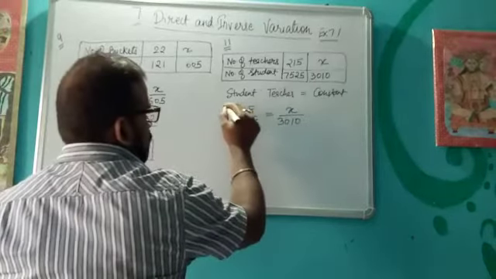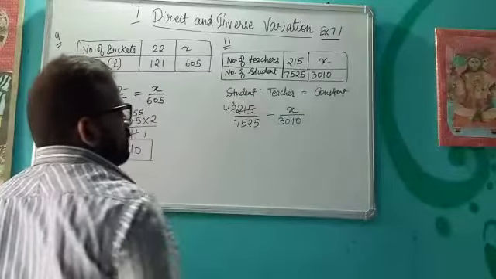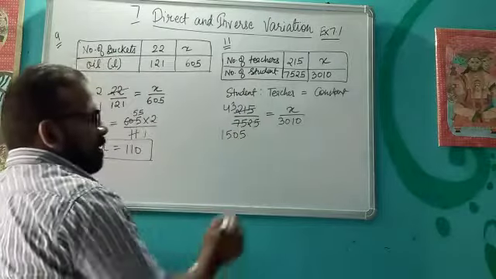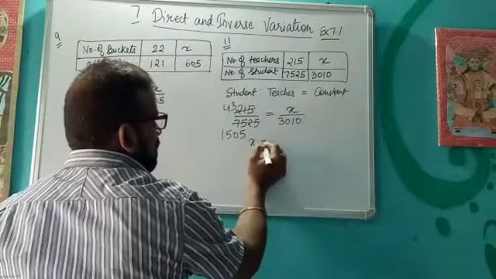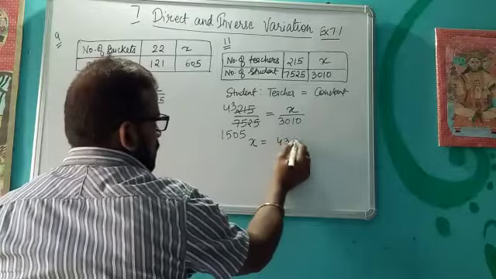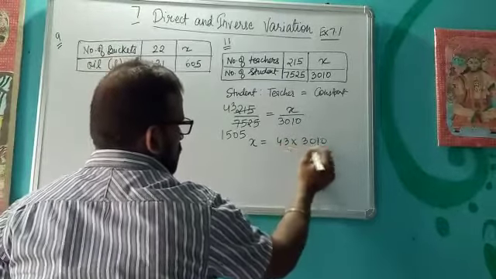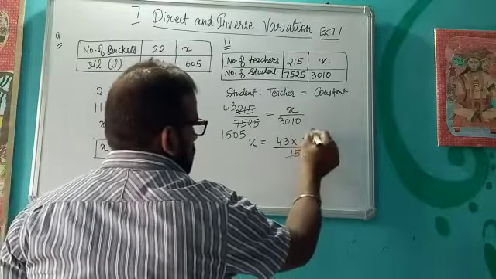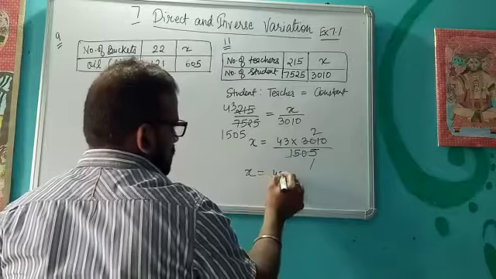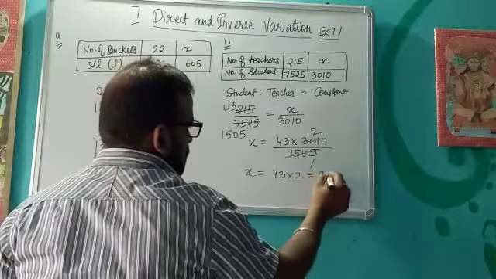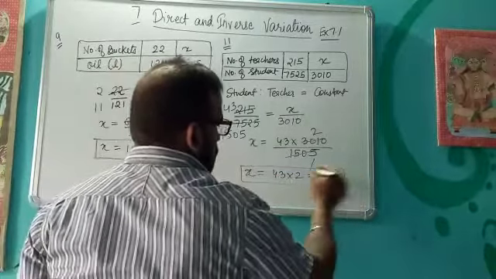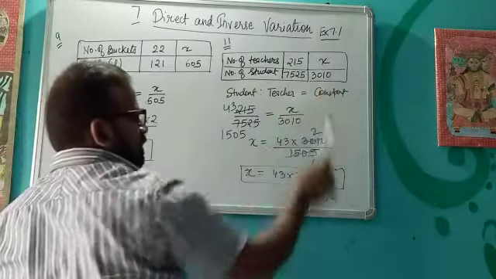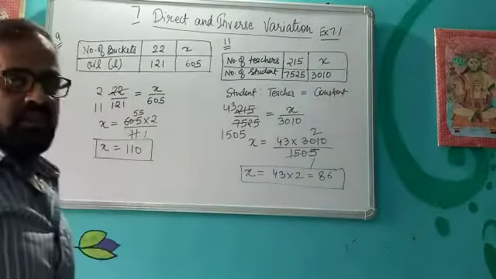Then let's solve it. So then we will do the cross multiplication. 43 into 3010 upon 1505. It will go 2 times. So x is 43 into 2, that is 86. So you can again here see, as the students decrease, number of teachers also decreases.